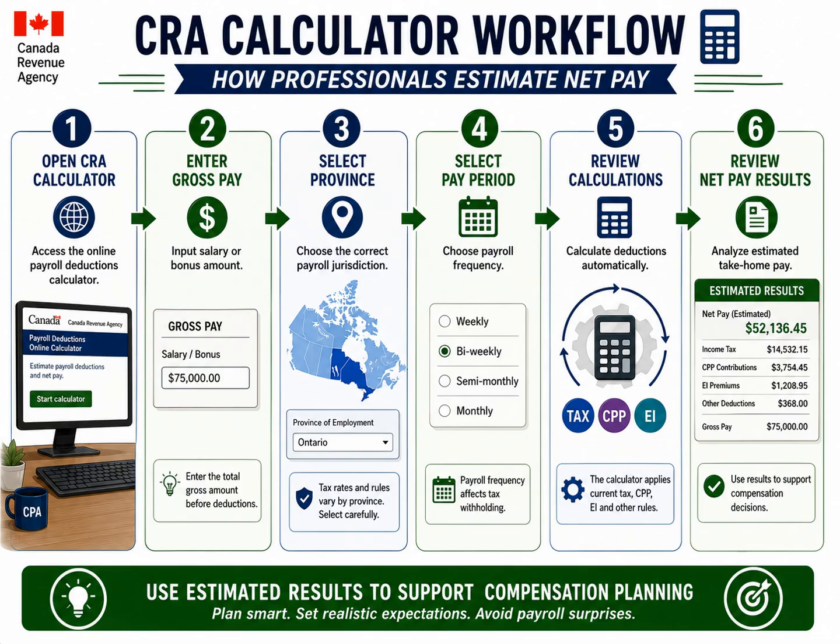The sixth and final step is reviewing the net pay results. This is often the most valuable part of the entire process. The payroll summary shows the estimated net pay along with the estimated deductions that were used to arrive at that result. At this stage, practitioners can evaluate whether the proposed compensation plan produces the desired outcome. If adjustments are needed, they can be made before payroll is processed.